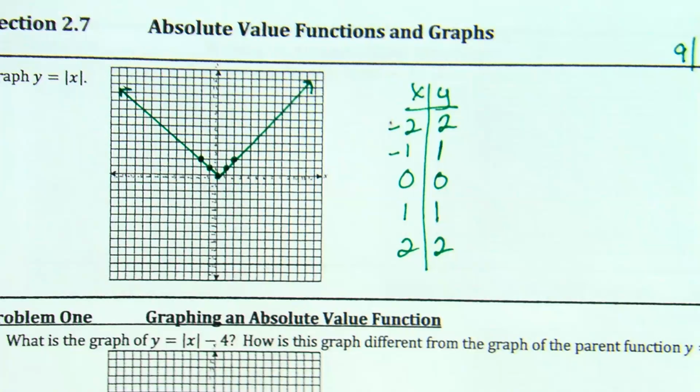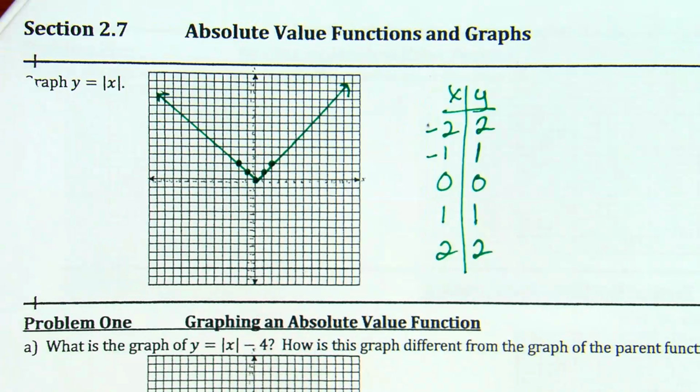Okay, so here's the deal, guys. In lesson 2.7, everything you graph is going to have absolute value in the equation. That means every picture we graph is going to be a V. Maybe it's a right side up V. Maybe it's an upside down V. Maybe it's skinnier. Maybe it's wider. Maybe it moved left or right. Maybe it moved up or down. But it's all going to be V's.